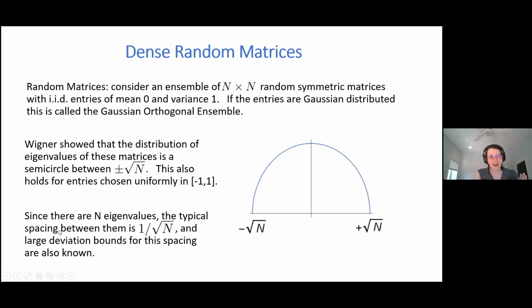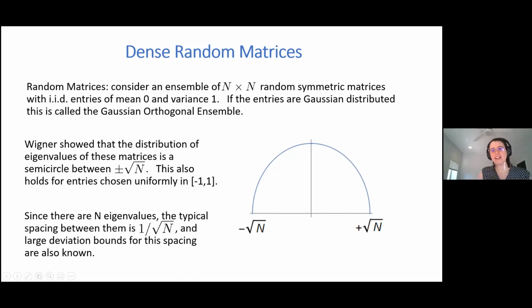Now, since there are n eigenvalues, the typical spacing between them is 1 over root n. I should have a big O notation here. And there are large deviation bounds for the spacing, kind of Tracy-Widom bounds here. So we're going to focus on the top of the spectrum. I'm going to take the absolute value of these matrices. Anyway, so we understand the spacing here from random matrix theory.